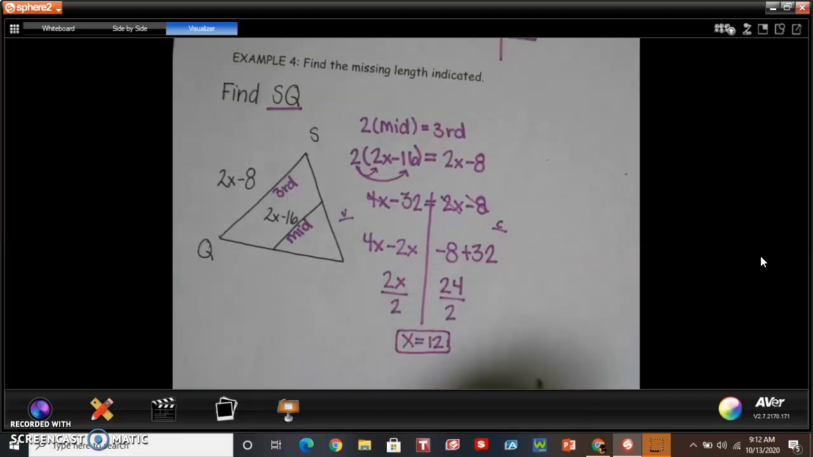All right, go ahead and look over that and make sure you understood what happened, okay? But we're not done because the final answer needs to be the length of SQ. Here's what we know.